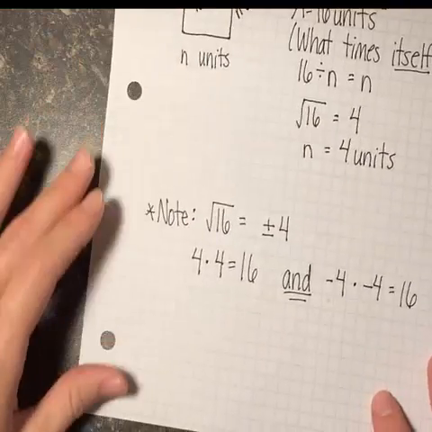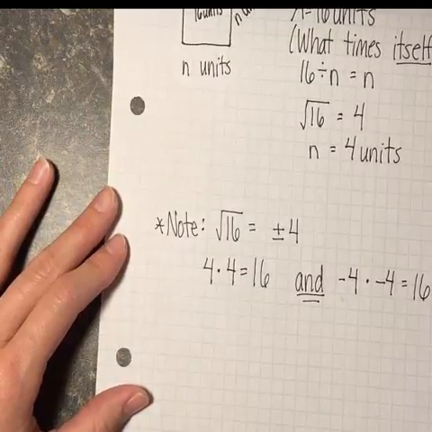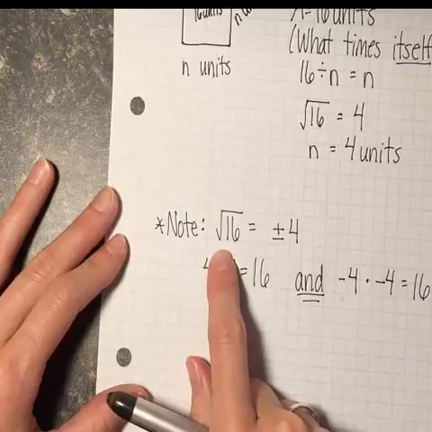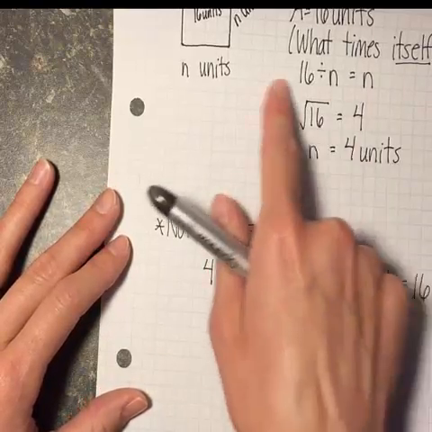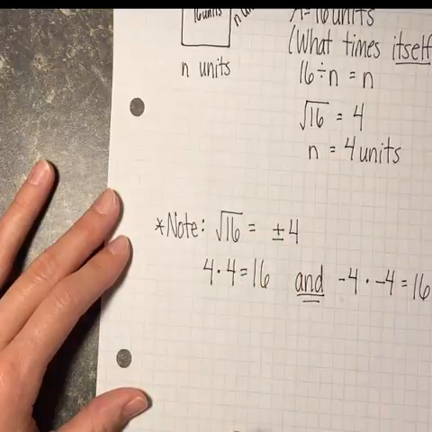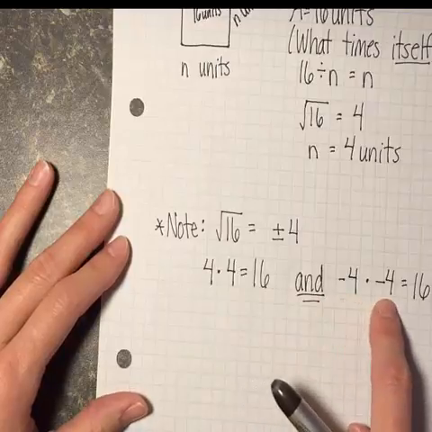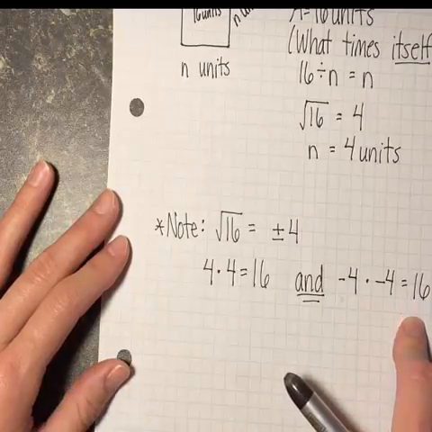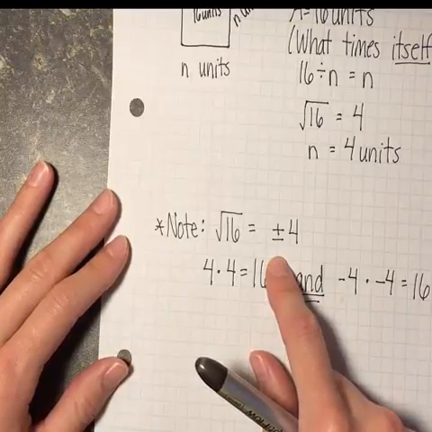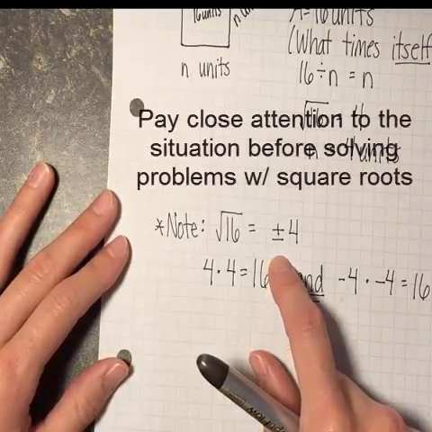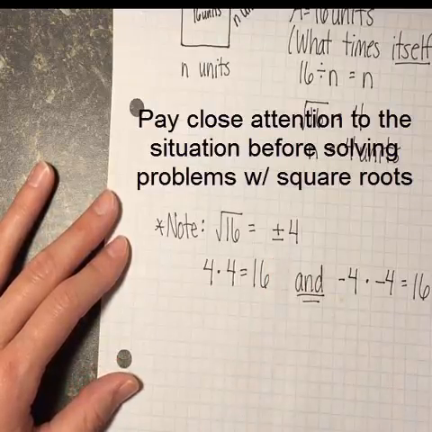But if you remember your rules from multiplying negative numbers from 7th grade, the square root of 16 could be a positive or a negative 4 if you weren't dealing with something that had to be positive, like area or length. So 4 times 4 equals 16, but also negative 4 times negative 4 equals 16 too. So you'll have to be careful and read the situation carefully when you're working on your problems to determine if your answer could be negative or if it's limited only to positive numbers.